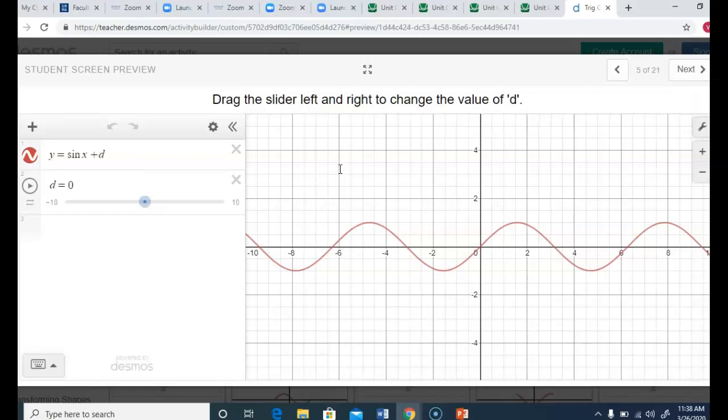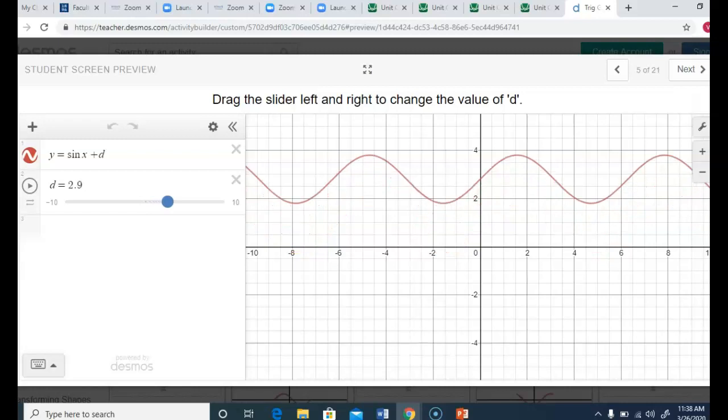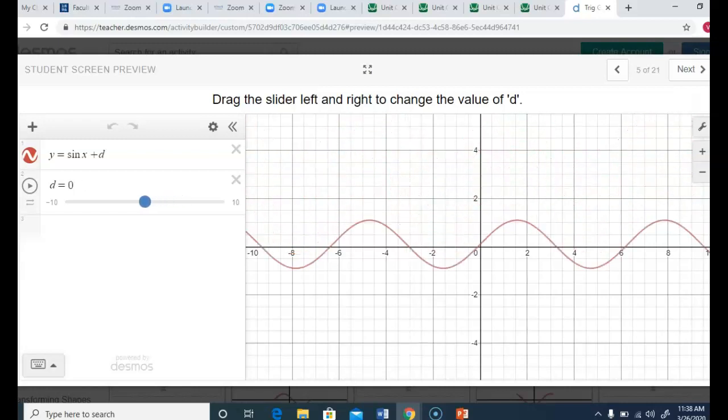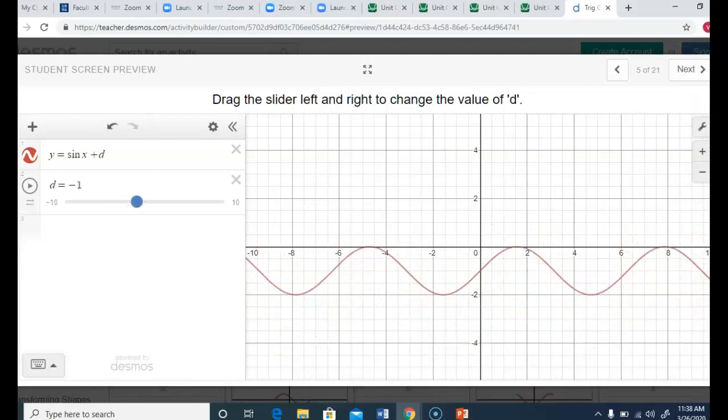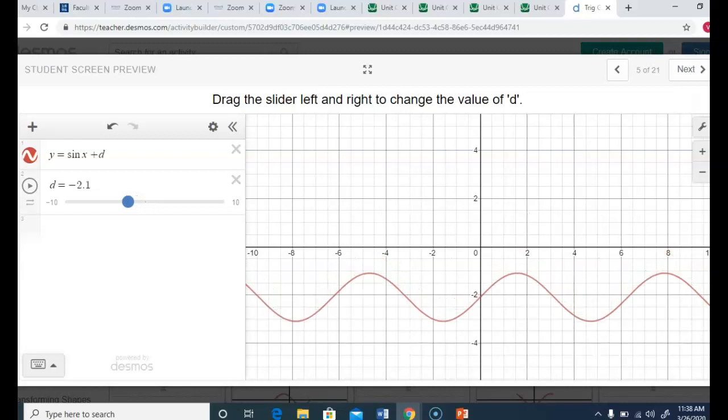Right here, if we have a plus D, or any letter, but basically we're adding something to it, then this would be like our vertical translation, so vertical shifts. So you can see here we have what we call a midline. The midline here is at 0. If our D is positive, then we can see that our graph is going to shift up. If our D is negative, our graph's going to shift down. So it just slides it up and down based on the D that we have for this.